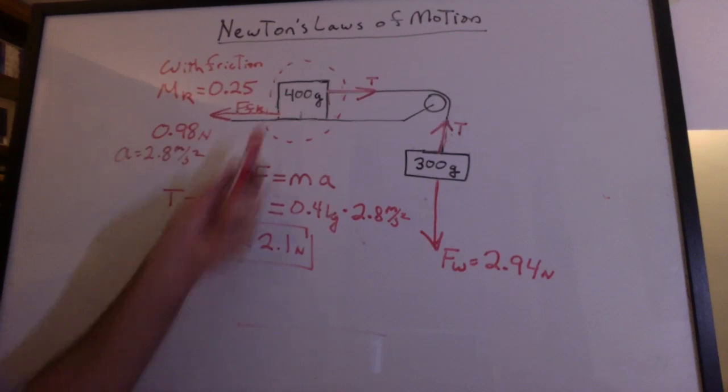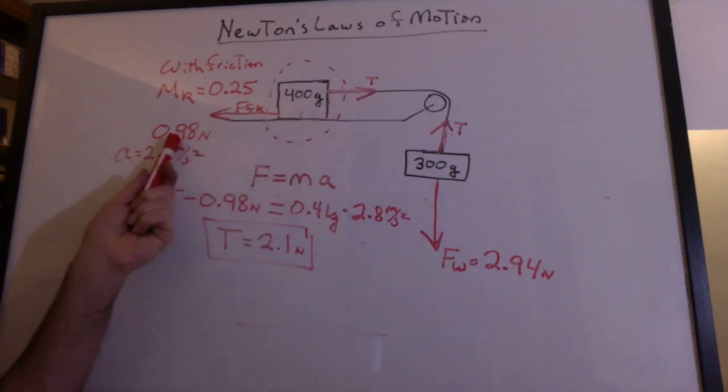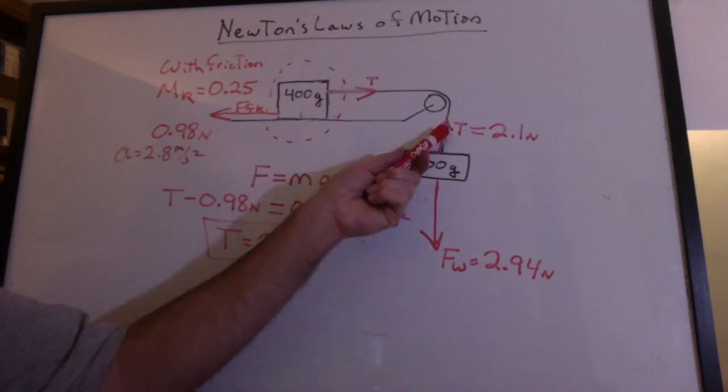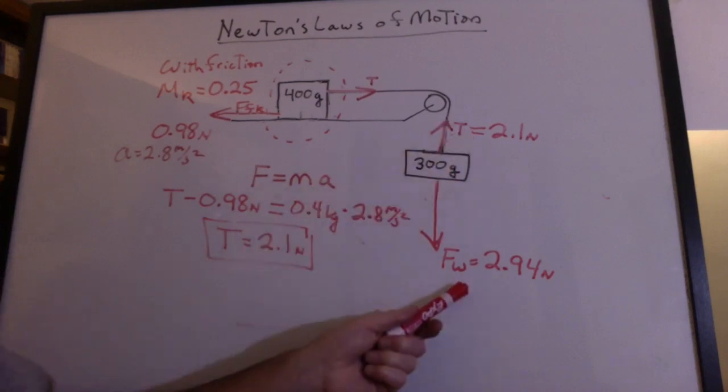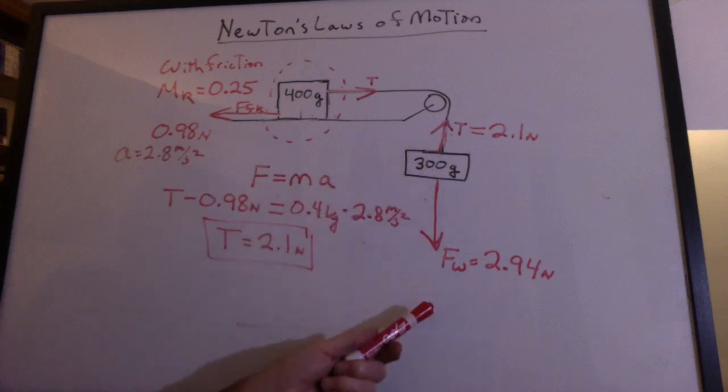Does that make any sense? The block is accelerating in that direction. The tension should be bigger than the friction, and it is. Well, that should be the same tension over here. Should this be bigger or smaller than the weight? It better be smaller because this block is accelerating in this direction.